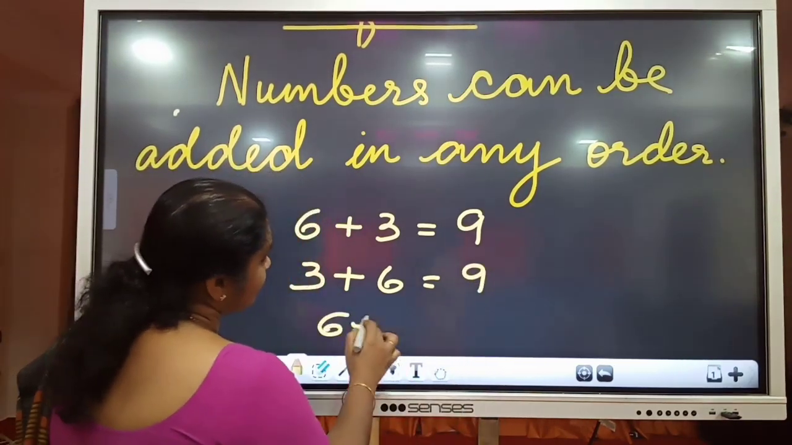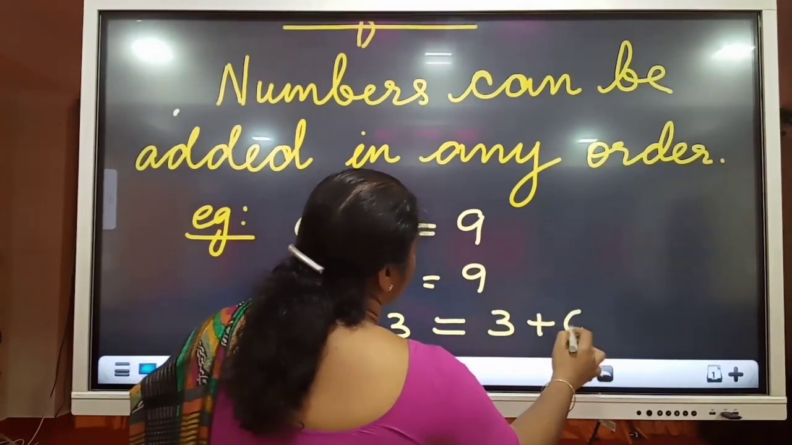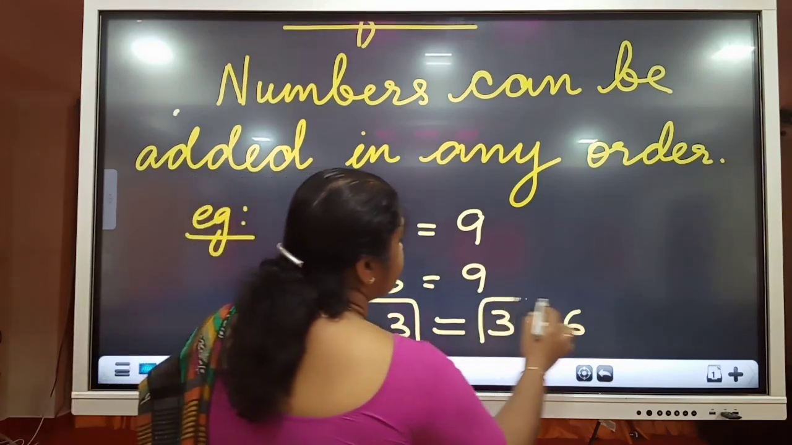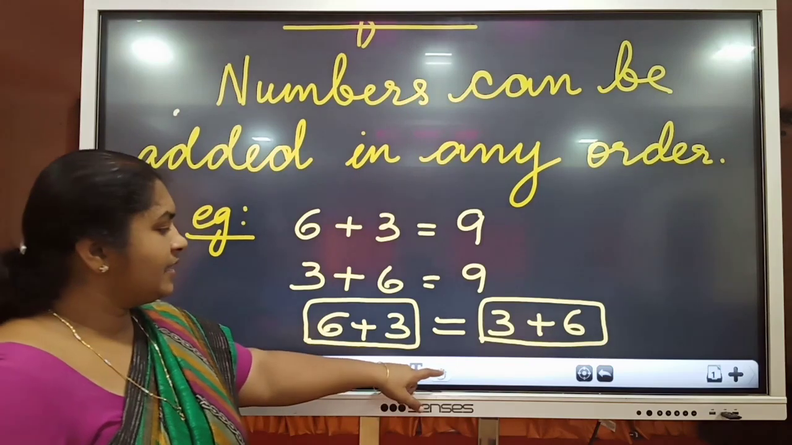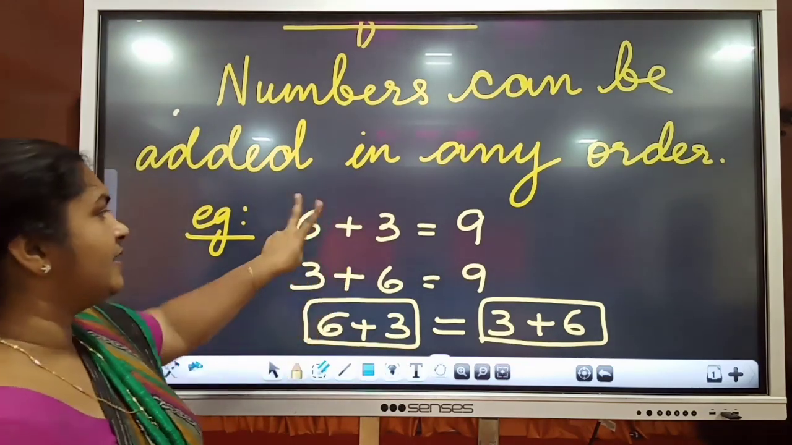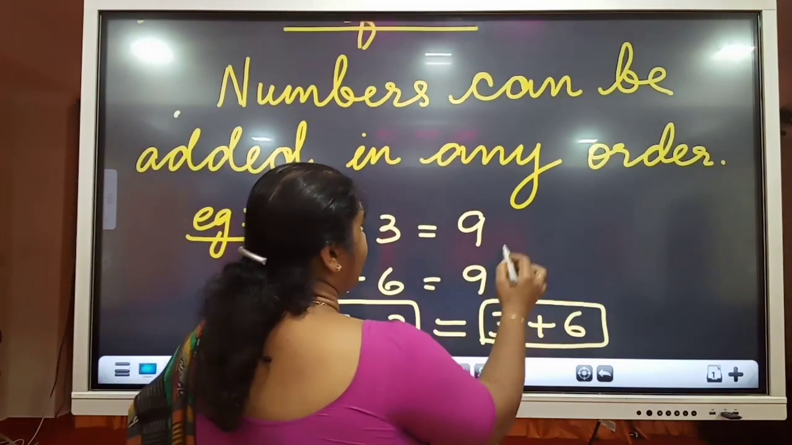So 6 plus 3 is the same as 3 plus 6. That means if you change the order also, the same answer will be got. See, 6 and 3 here, if I change like this, 3 and 6, then also the same answer 9 will be.